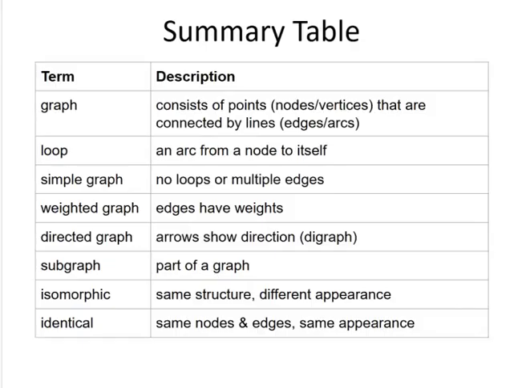So, just a quick summary of what I've gone through so far. I've gone through the idea of a graph, loops. We've got simple graphs, weighted graphs, directed graphs, subgraphs, and then we've got graphs that are maybe isomorphic or identical.